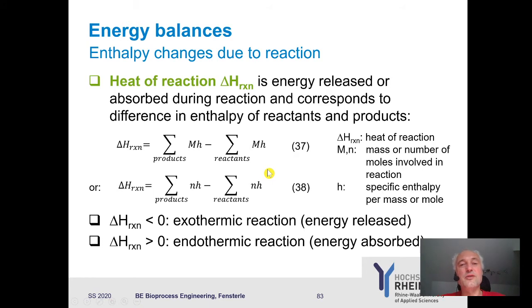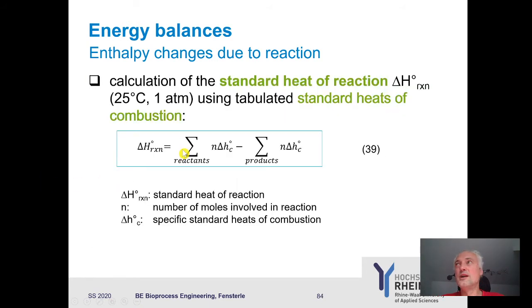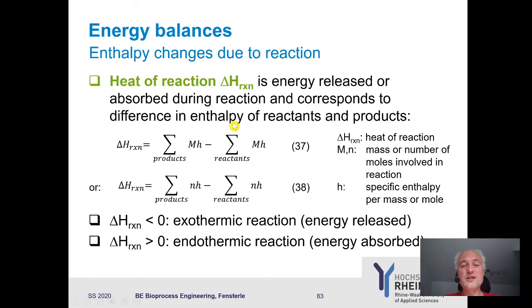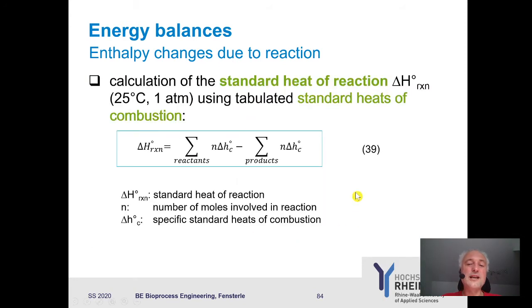This is what you have learned in chemistry, so this is nothing new. Now, to calculate the standard heat of reaction at 25 degrees and 1 atmosphere, usually you don't have these values, as the heats of reaction and specific enthalpies are usually not listed for reactions. What is usually listed is, for each compound, the standard heat of combustion. You can directly see how much heat is produced if you burn the substance completely, and this is the standard heat of combustion.